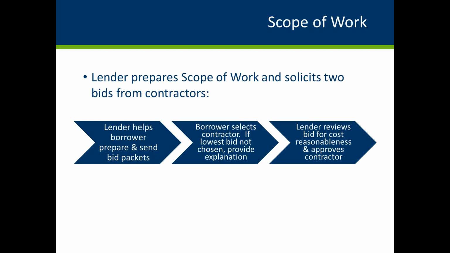Have the borrower solicit at least 2 bids from a licensed contractor. Minnesota Housing understands that due to the nature of the Emergency and Accessibility Loan Program, it is often difficult to obtain more than 1 bid. If 2 bids cannot be solicited, the circumstances should be explained and noted in the loan file.